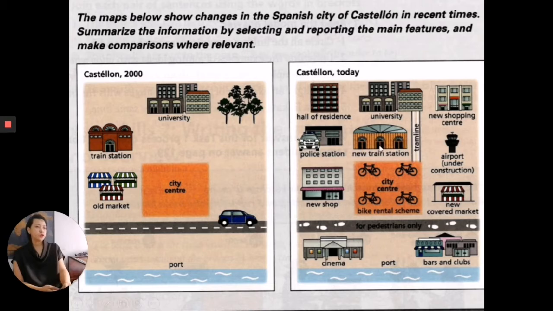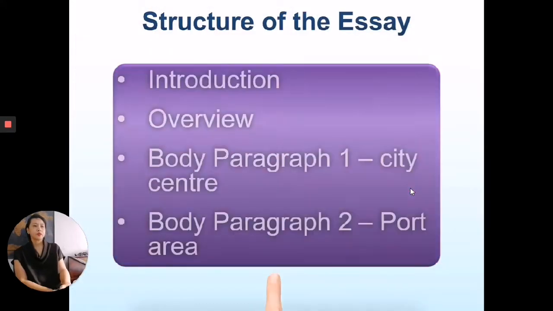We could try to organize them according to location. Say, for example, in this case, in the first body paragraph, we could focus on the city center. And then body paragraph 2, we could focus on the changes that happened in the port area. Now, this is how your structure will look. First you have your introduction, followed by your overview, and then body paragraph 1 would be the city center, and then body paragraph 2 would be the port area.